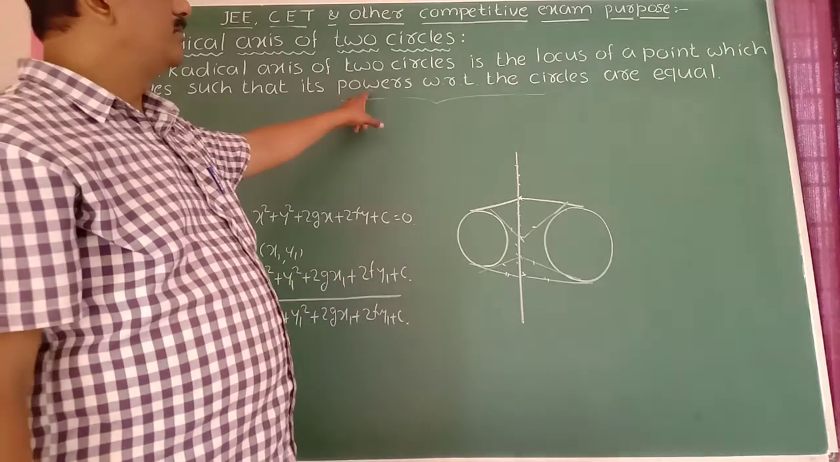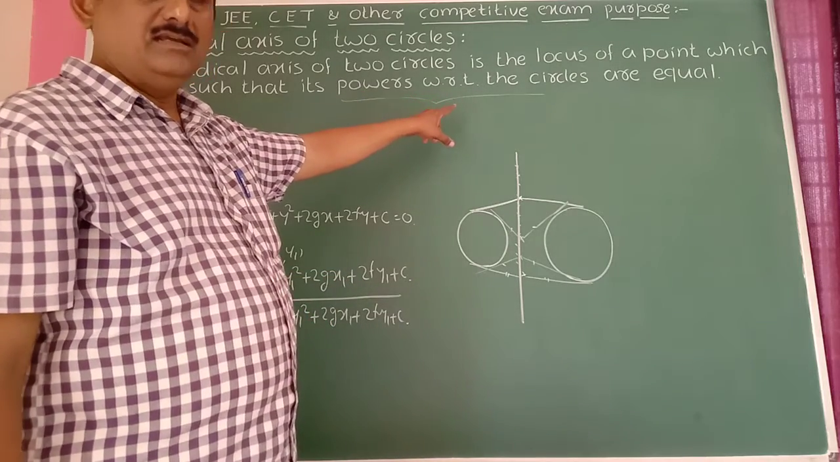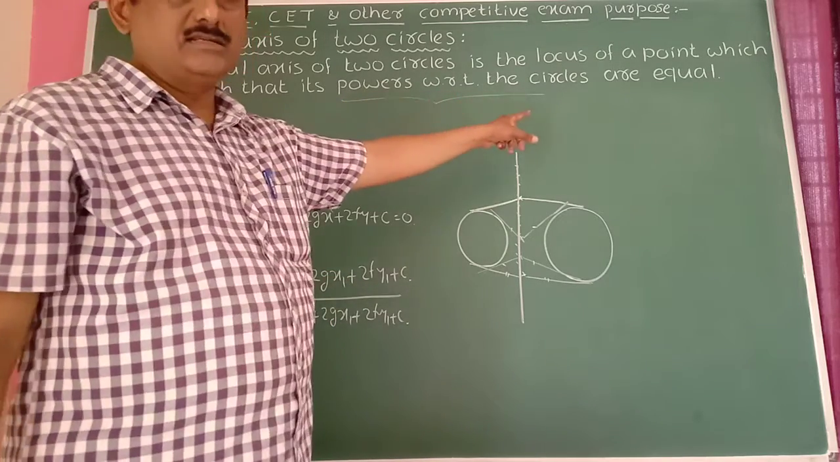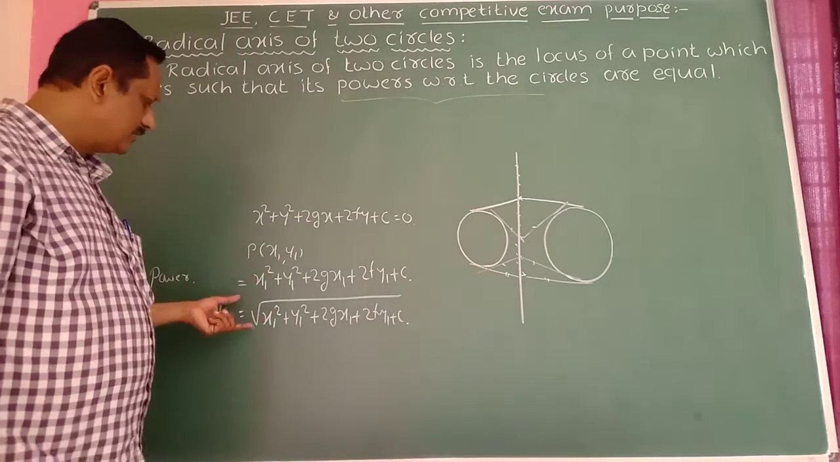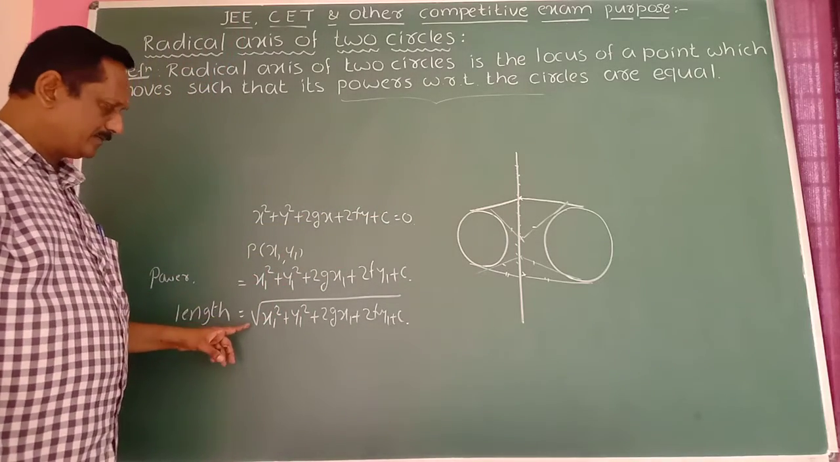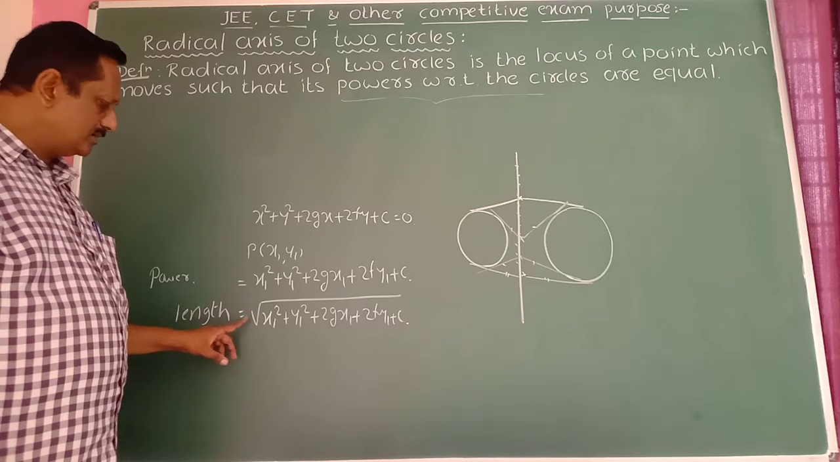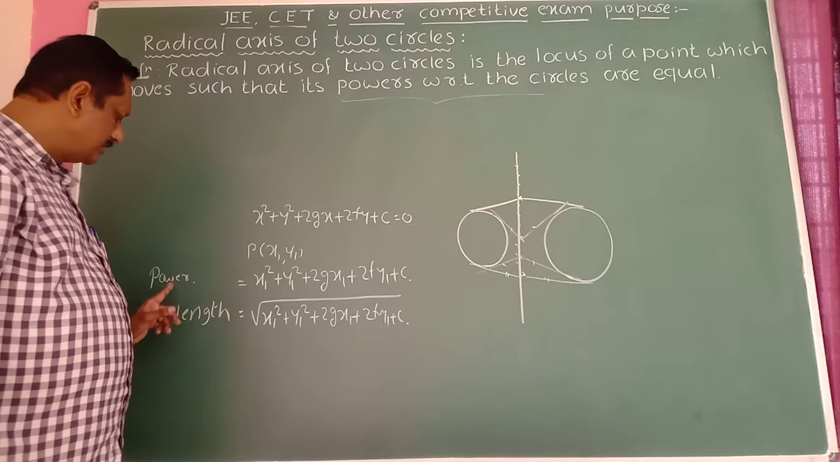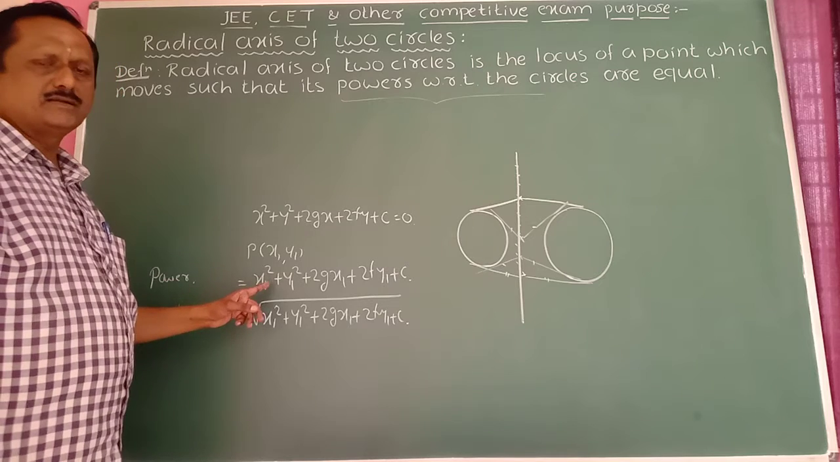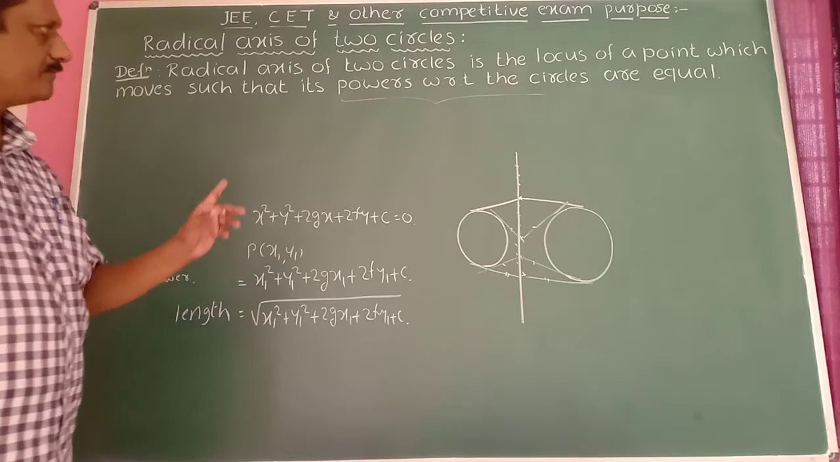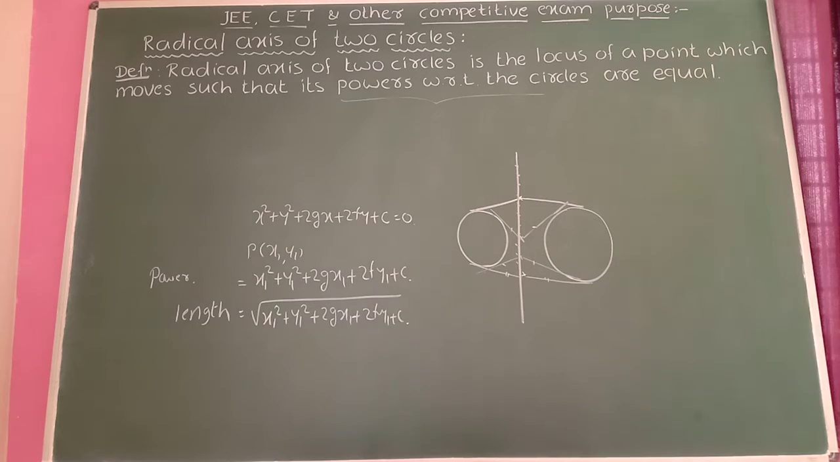Instead of taking the power of the point with respect to the circle, you can take the length of the tangent also. Power of the point and length of the tangent differ only by the square root. Here there is no square root, and here there is a square root. So this gives the length of the tangent and this gives the power of the point with respect to the circle. This is the definition.